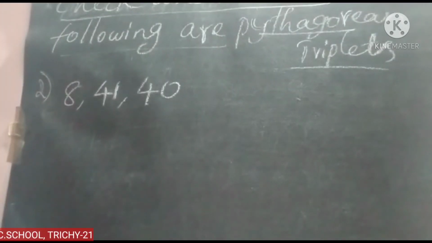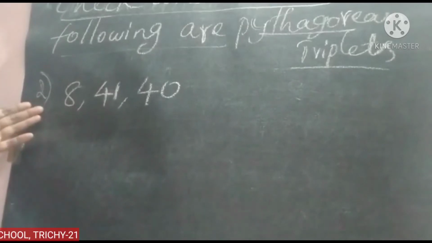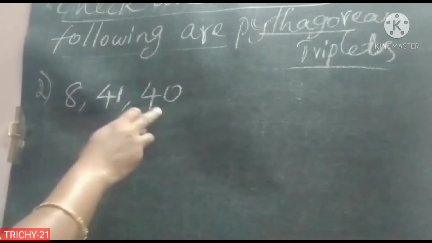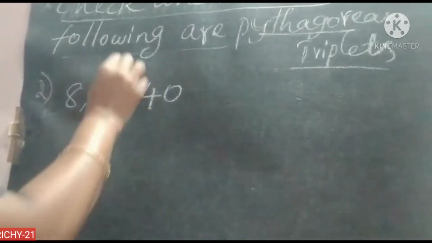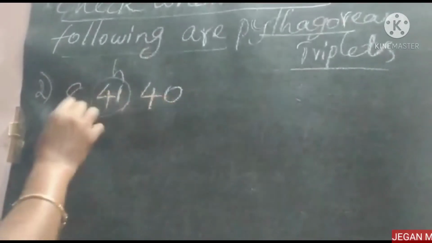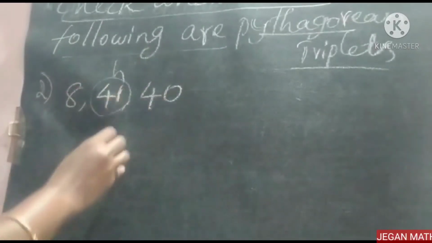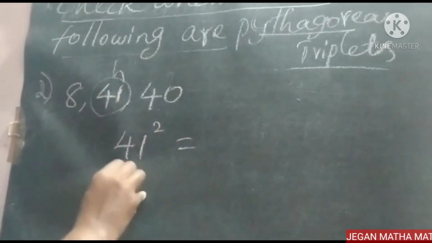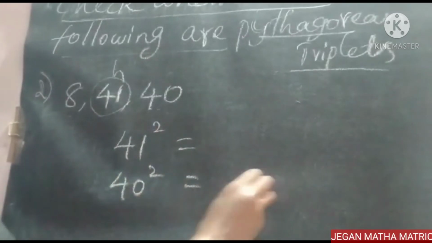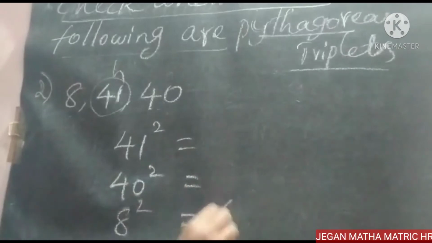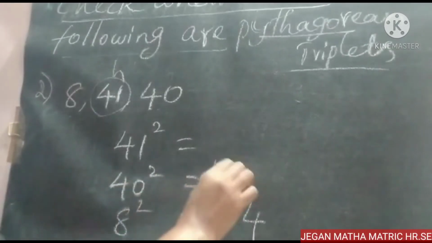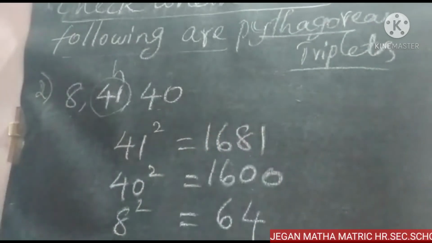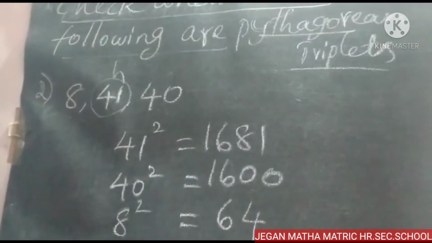Now the same model, just see the second sum. Check whether the following are Pythagorean triplets or not. The given three sides are 8, 41 and 40. Which is the greatest side here? 41. This is the hypotenuse. The other two sides are 8 and 40. Now you have to find the square of these three numbers: 41 square, 40 square, 8 square. 8 square is 64, 40 square is 1600, and 41 square is 1681. These are the squares of the three sides.